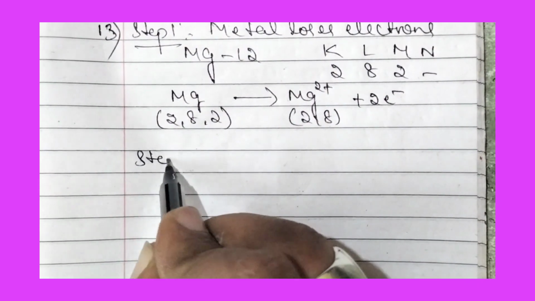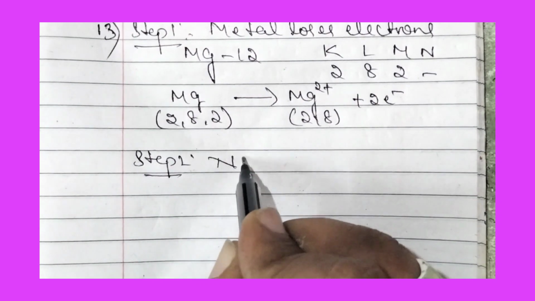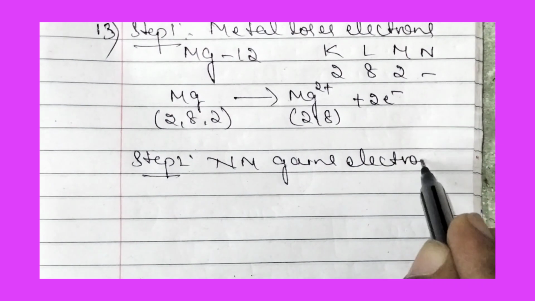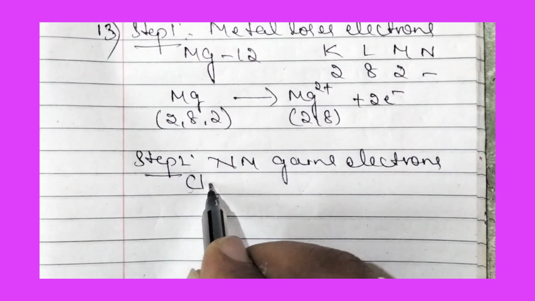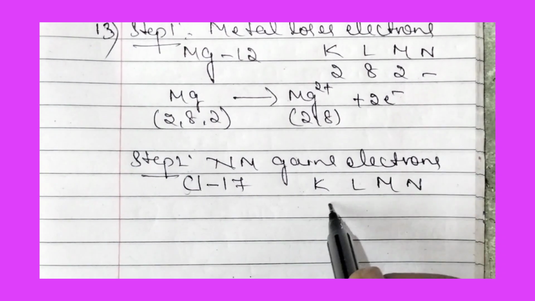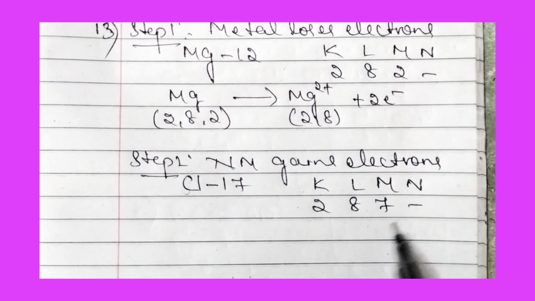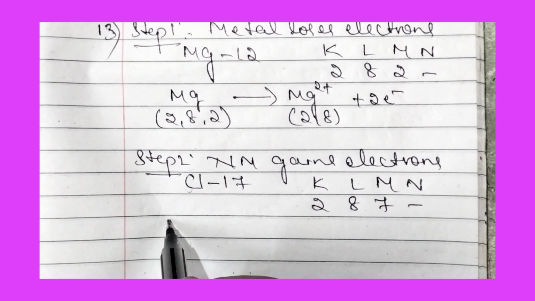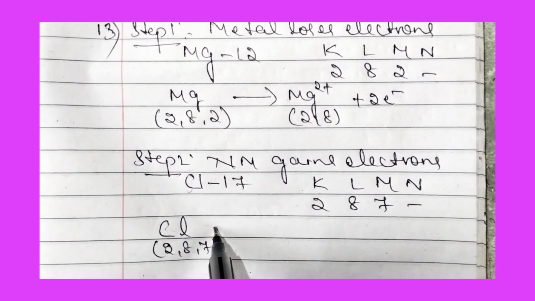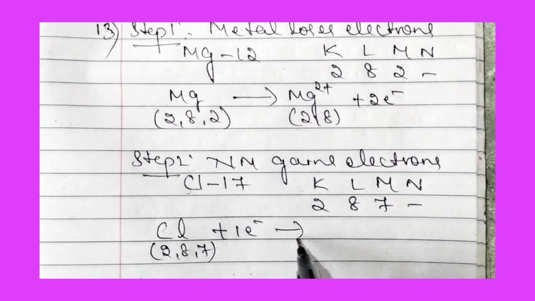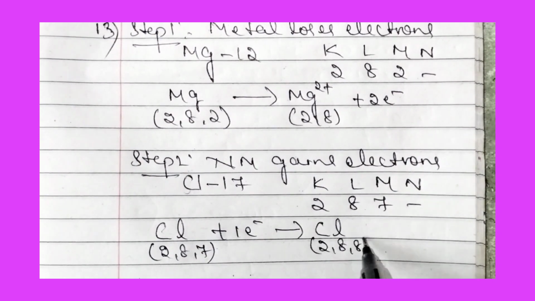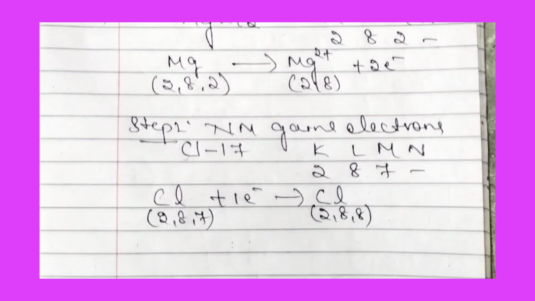Then step number 2: non-metal gains electrons. Here the non-metal is chlorine, having atomic number 17, so the electron distribution is 2, 8, 7. The chlorine atom having configuration 2, 8, 7, by gaining 1 electron, will become a chloride ion, 2, 8, 8. So this is step number 2.